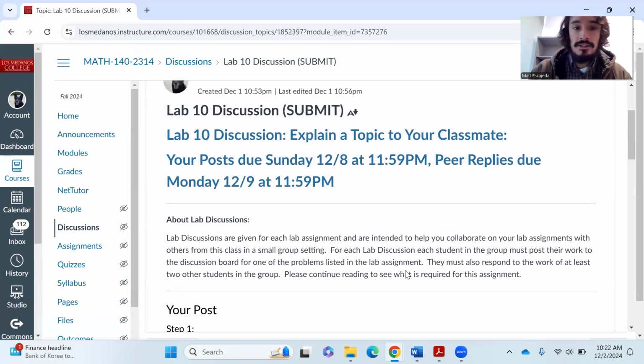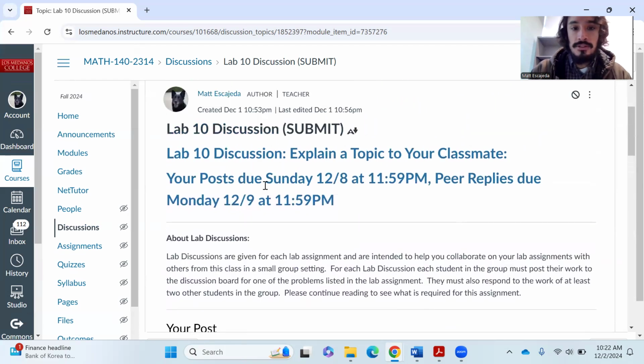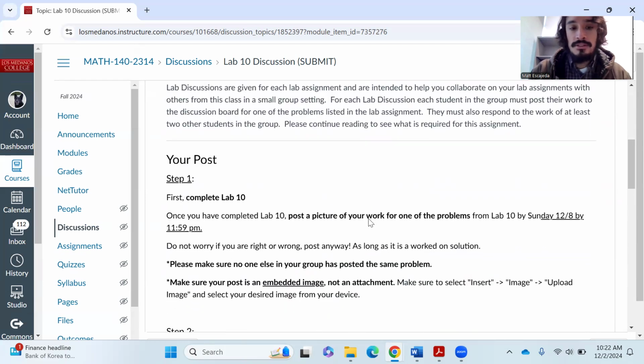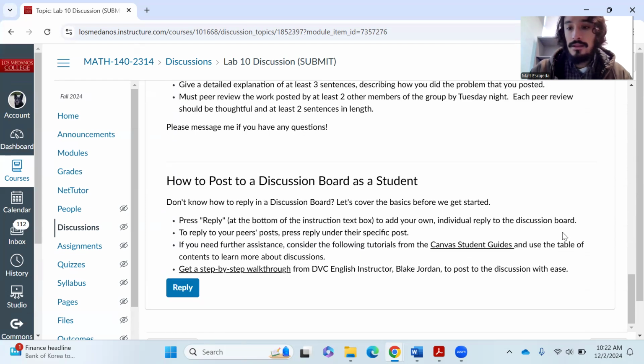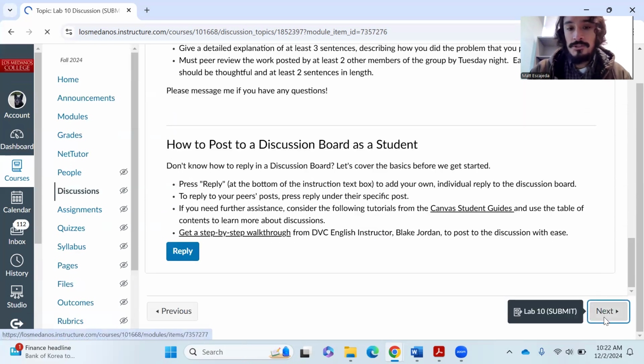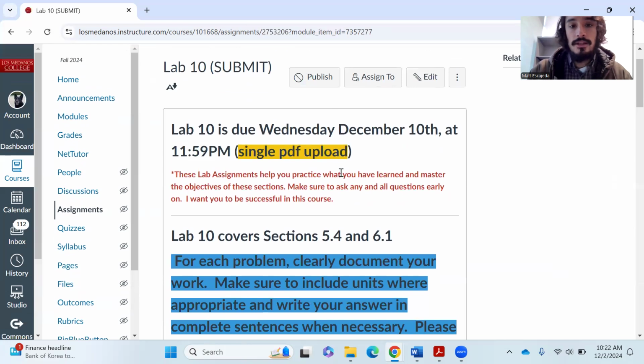And lastly, our last discussion, this will be due this Sunday, the 8th, and Monday, the 9th is your responses. Same process as always, post a problem and respond to your peers for our last discussion. And lastly, our last lab is due next Wednesday, the 10th. Okay, so I know we're going into finals week with this lab, but make sure to get that done.